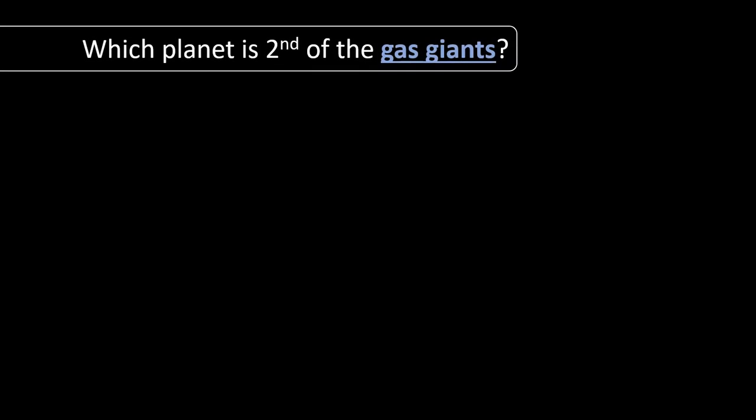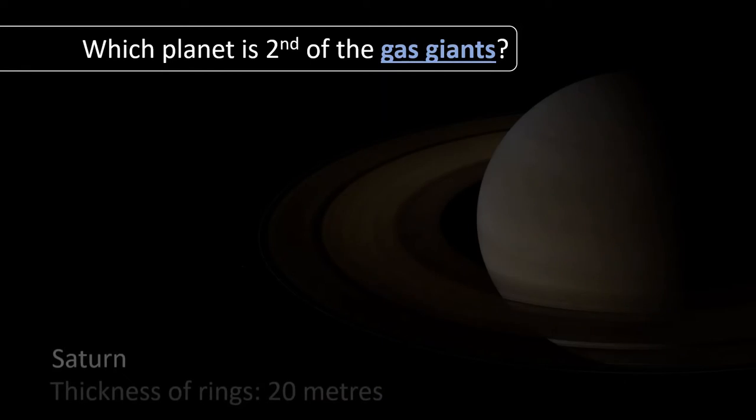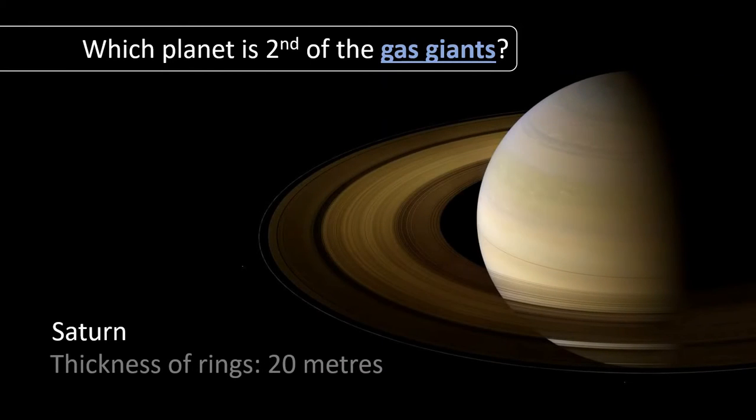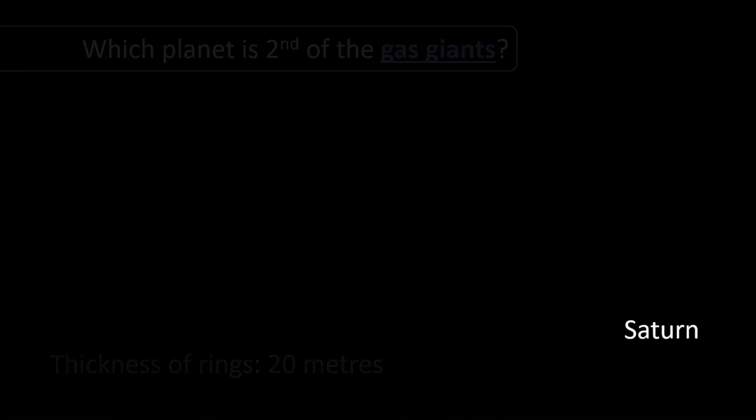So after Jupiter, we're going to see another gas giant. Which planet is the second of the gas giants? This one is Saturn. As we can see, Saturn has very, very large rings around it. We can imagine that these rings are actually very, very big. But actually the thickness of the rings is only about 20 meters, but very, very beautiful. Let's continue.